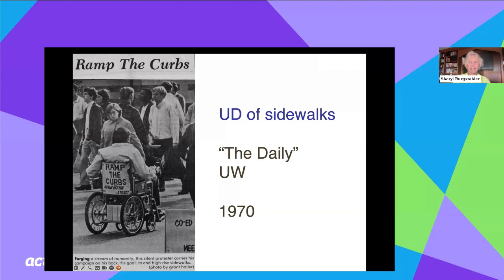The University of Washington and other schools at the time said, well, that's a nice thing to do, but really, how many students in wheelchairs do we really have here? And how expensive is it going to be to go out and put curb cuts on all of those sidewalks, so he can get up on the sidewalks rather than wander around the streets on campus?